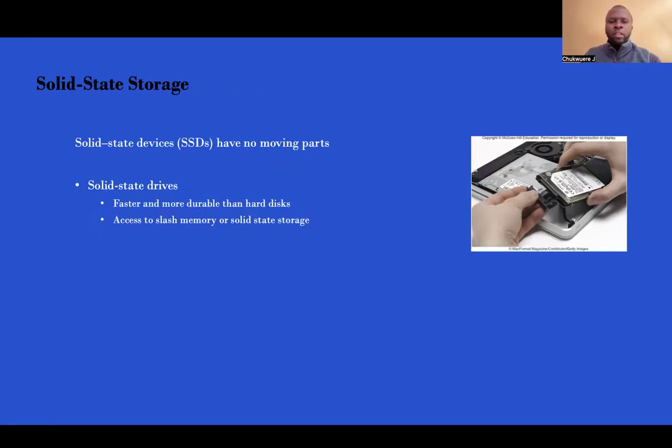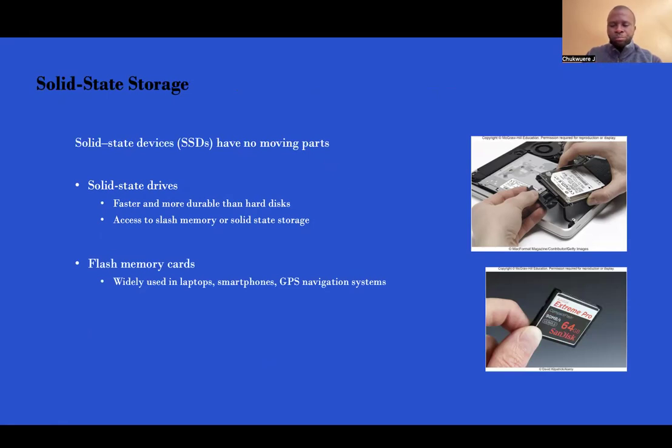Okay, you have your solid state storage, which has no moving parts, as you can see on the screen, and is faster and more durable than your hard disk. So in place of a hard disk, you can use solid state storage to perform the same task of storing your data and files on a secondary device. We have our flash memory, as you can see on the screen, which is also used in a laptop, your desktop, and all the rest of them.